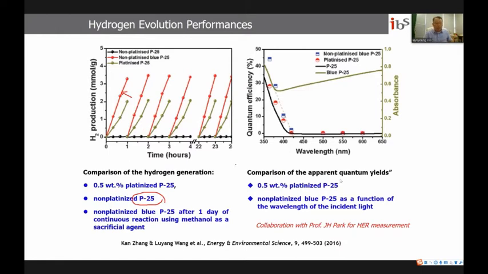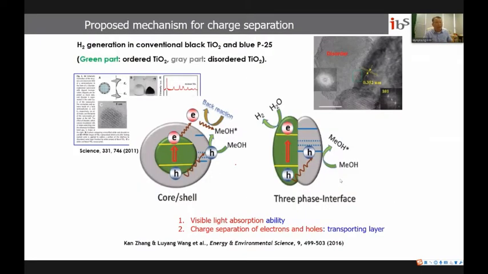So through this result, we try to understand why blue gives the best yield, much better than black. So this is our proposal. In the Science paper reported here, they usually make the hydrogenation at 200 Celsius degree. They can make the black surface, a core-shell structure of black, here.